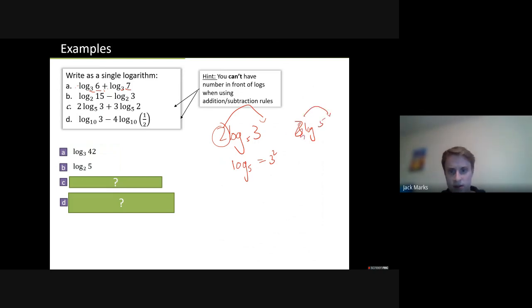So, oops, that's the other way around. 3 log, no, it's 3 log, and then there's a 2. So you put the 3 up there. So you get log base 5 equals 2 cubed.